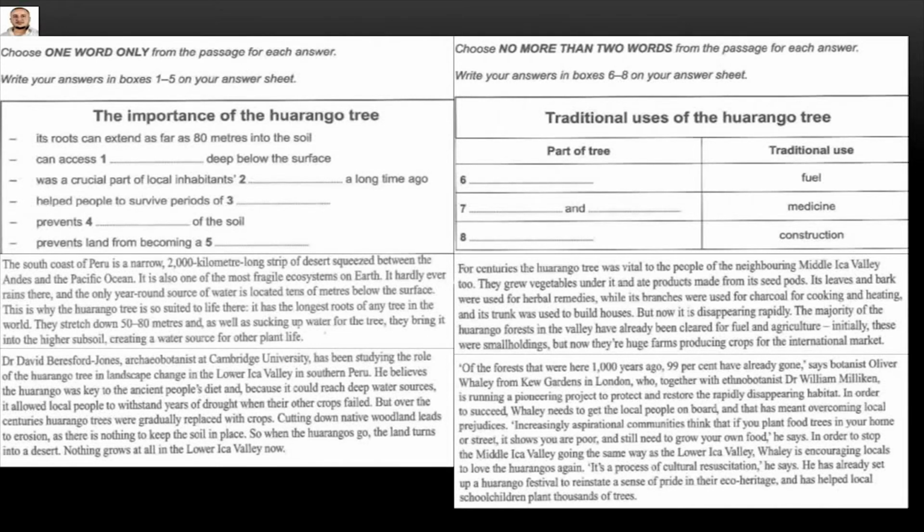So let's go on. Number 8, construction. Let's look for number 8 here. And its trunk was used to build houses. Building, constructing. So number 8 will be trunk, because its trunk was used to build houses. So that means 6 will be branches, 7 will be leaves and bark. By the way, in either order you may say bark and leaves, it's okay. Number 8 will be trunk.